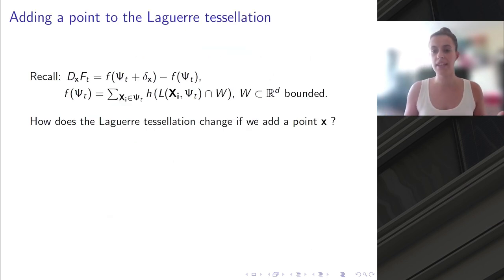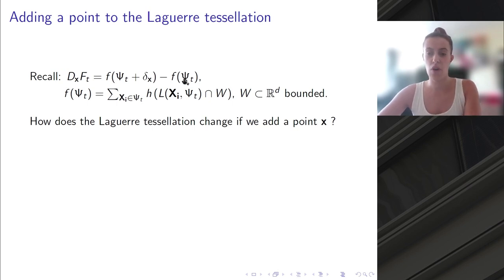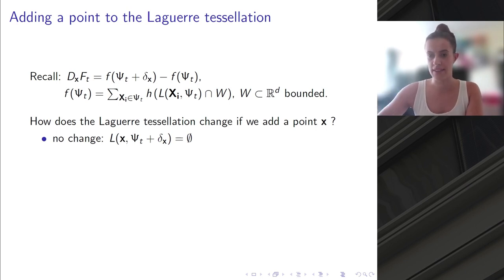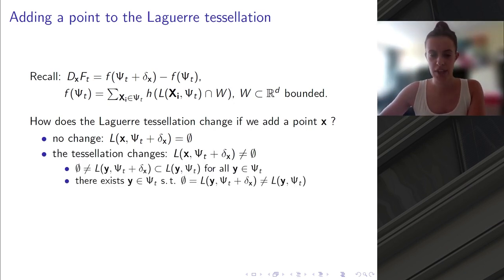So what we need to study is what happens if we add a point to the Laguerre tessellation. How does it change? Here we have the tessellation with the added point x, and here we have it without. It can happen, if the point either has a very small weight or is added in the wrong place, that the tessellation doesn't change. So this new point generates an empty cell, then D_x F_t is equal to zero and we are very happy. But unfortunately, especially if the added point has a very large weight, it can happen that the tessellation changes. And more importantly, we don't even know how it changes.